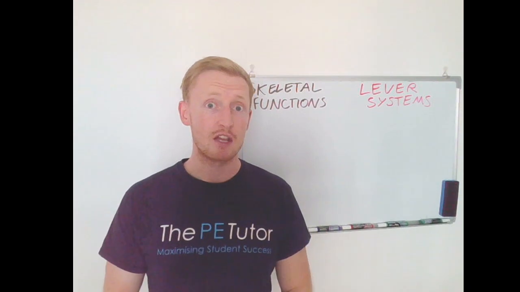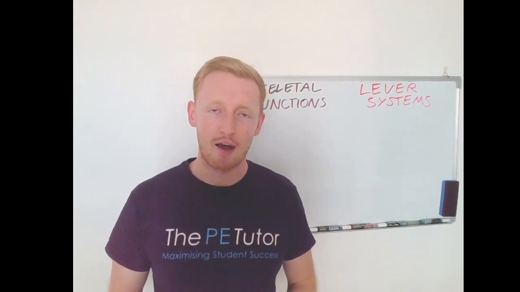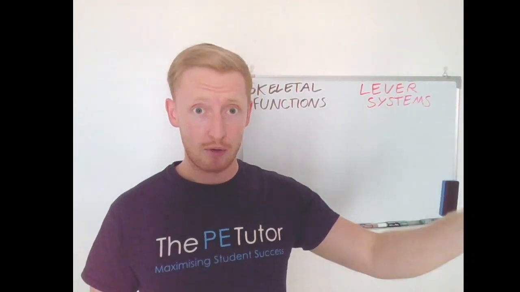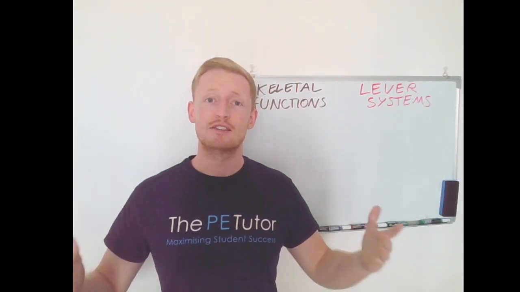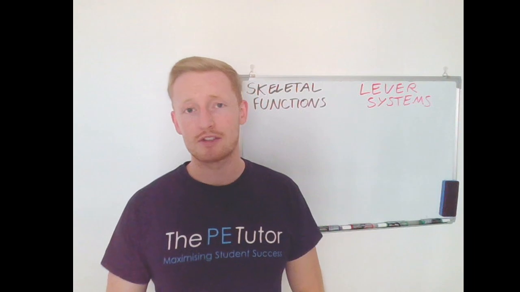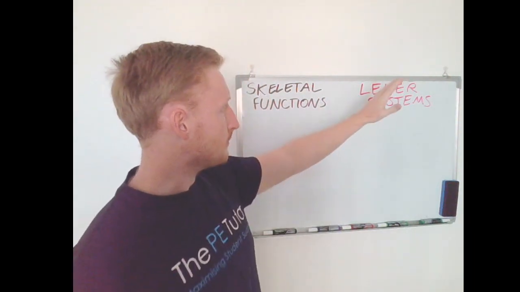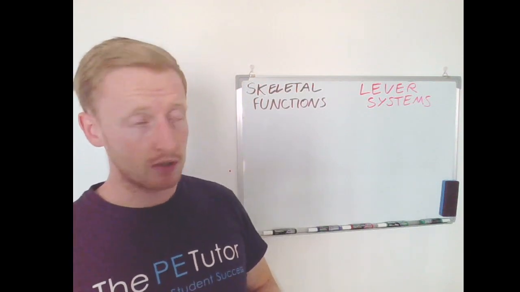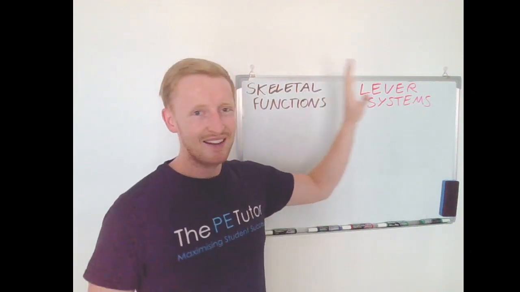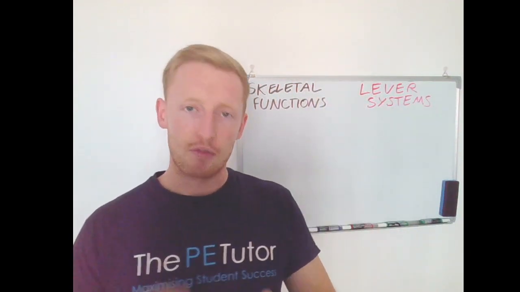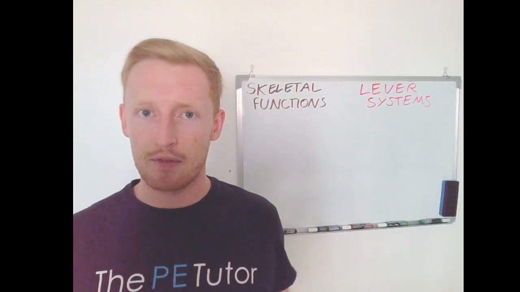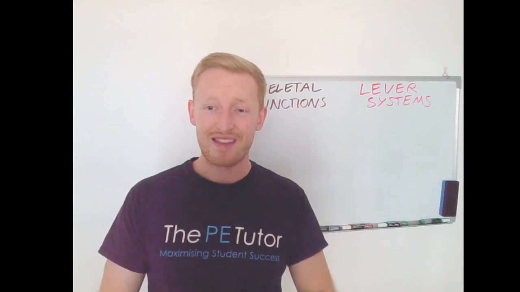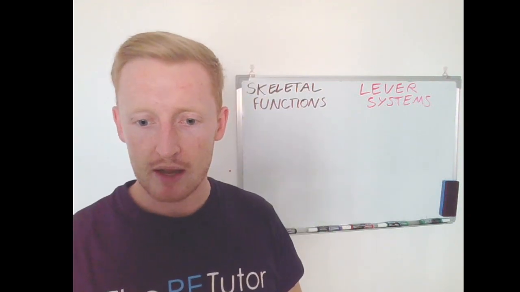So apologies for the inconvenience, but we will be covering the cardiovascular system in the A-level lessons. That will be tomorrow. But today, of course, is the GCSE group class, and you can see from the board, we're going to finish off on our skeletal system, looking at the skeletal functions, and then we're going to move on to lever systems, and the 3 different classes of lever systems, how they all work, and where they are in the body. So without further ado, we will get straight into it.